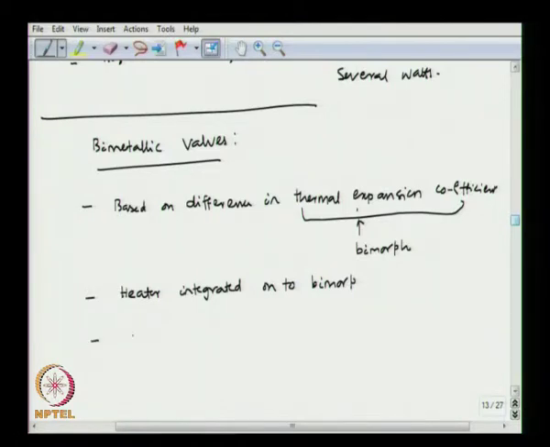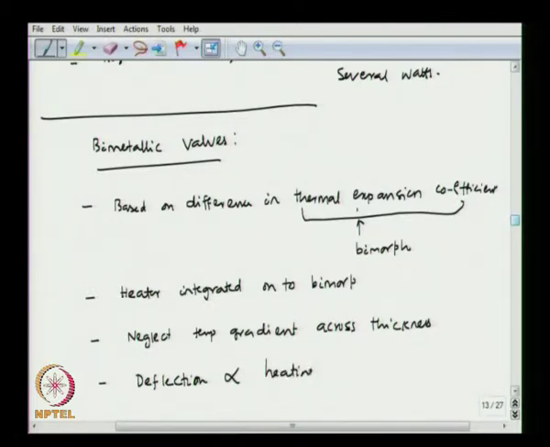Here we would neglect the temperature gradient across the thickness, because we are talking about thickness of the order of micron, and we would have linear dependence between the heating power and the deflection. So, the deflection will be linearly dependent on the heating power.